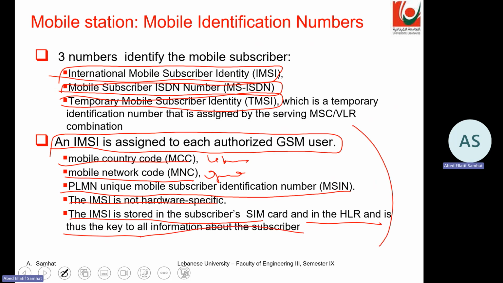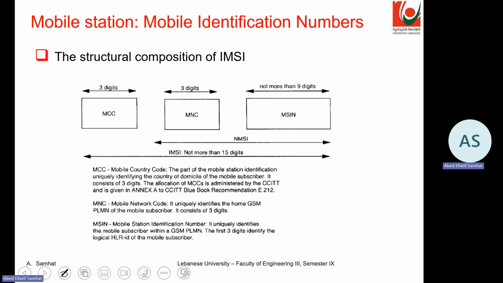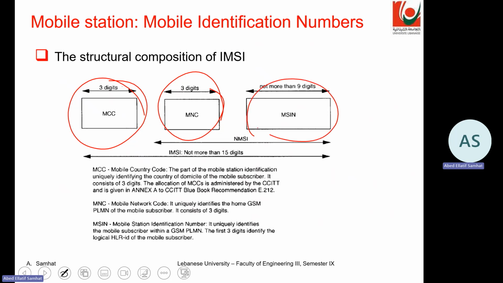It's not the telephone number that we are using to call. It's a kind of identity number which is used to identify the subscriber. Typically it's like this: 3 digits for the country, 3 digits for the operator, and up to 9 digits for each subscriber. And typically it's 15 digits.